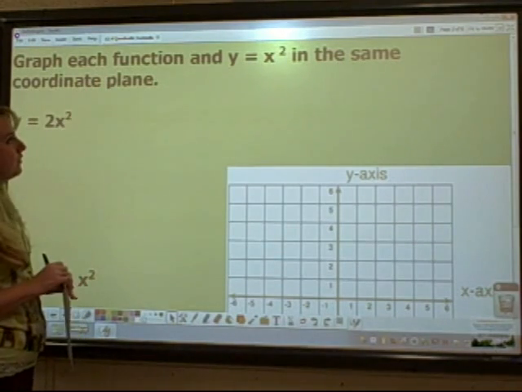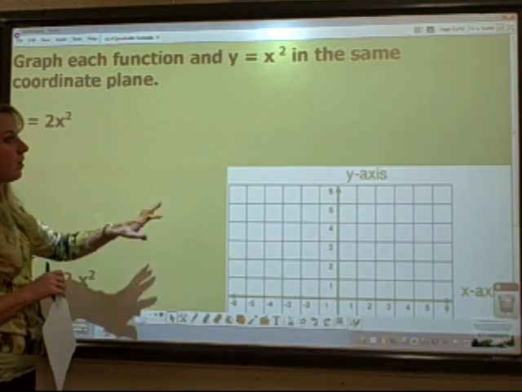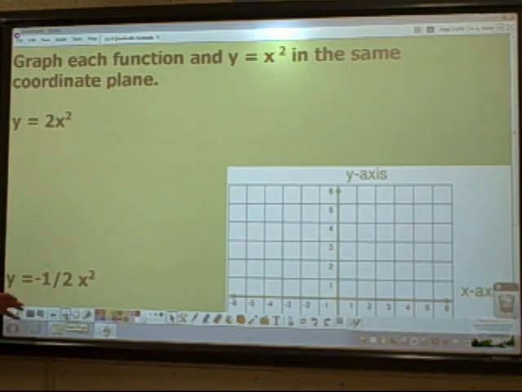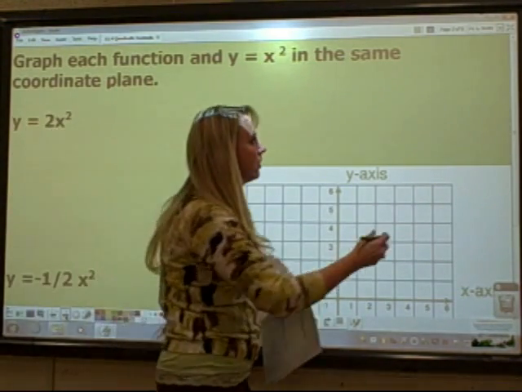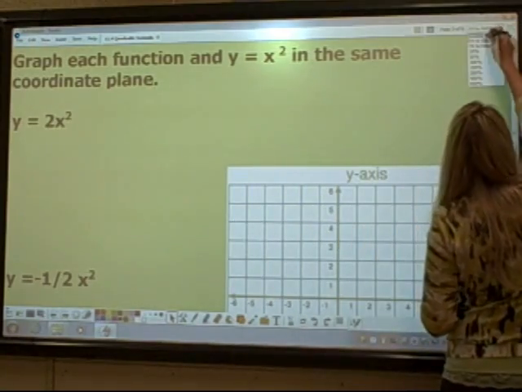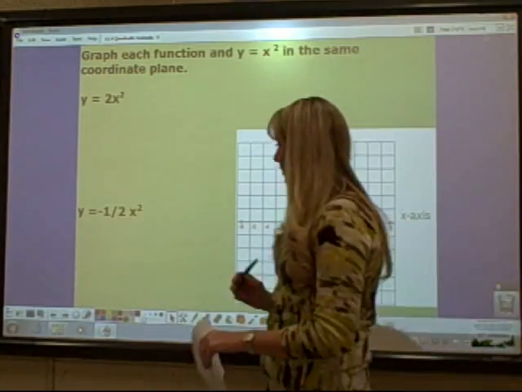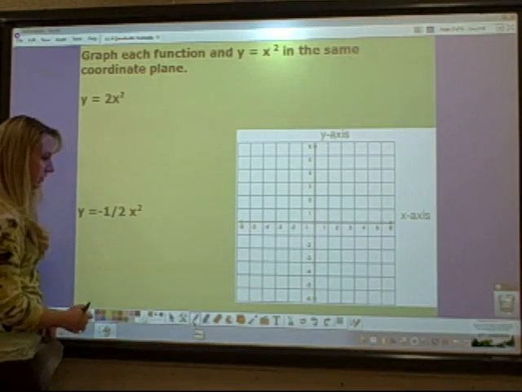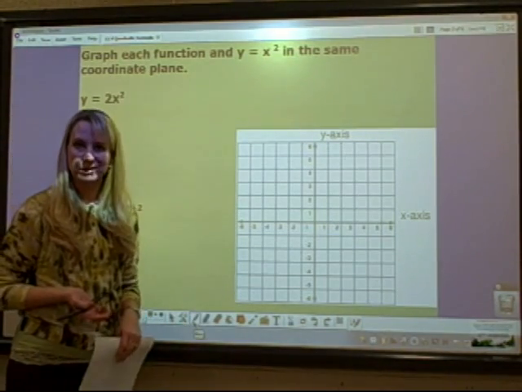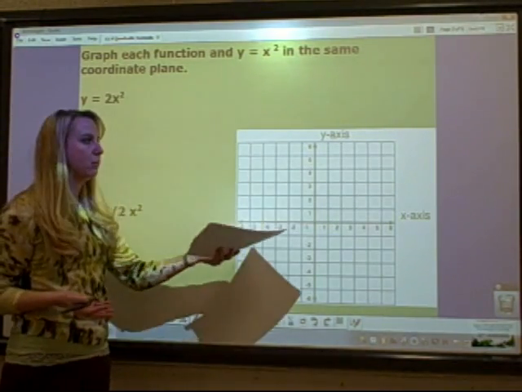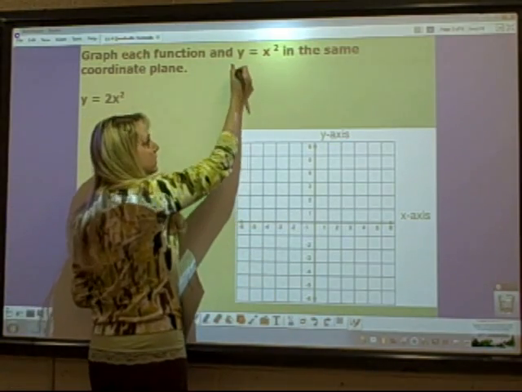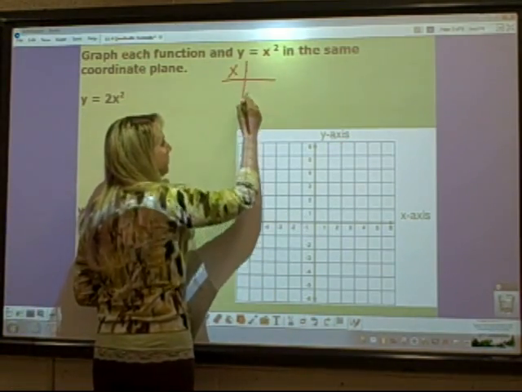It says to graph each function, all of these: y equals x squared, y equals 2x squared, and y equals negative 1/2 x squared, all in the same coordinate system. So if we look at these, prior to today, I would probably think most of us would think, well, we need an xy table, because that's what we need in order to graph. We need all of these points. So if I look at y equals x squared, I'm going to make an xy table.